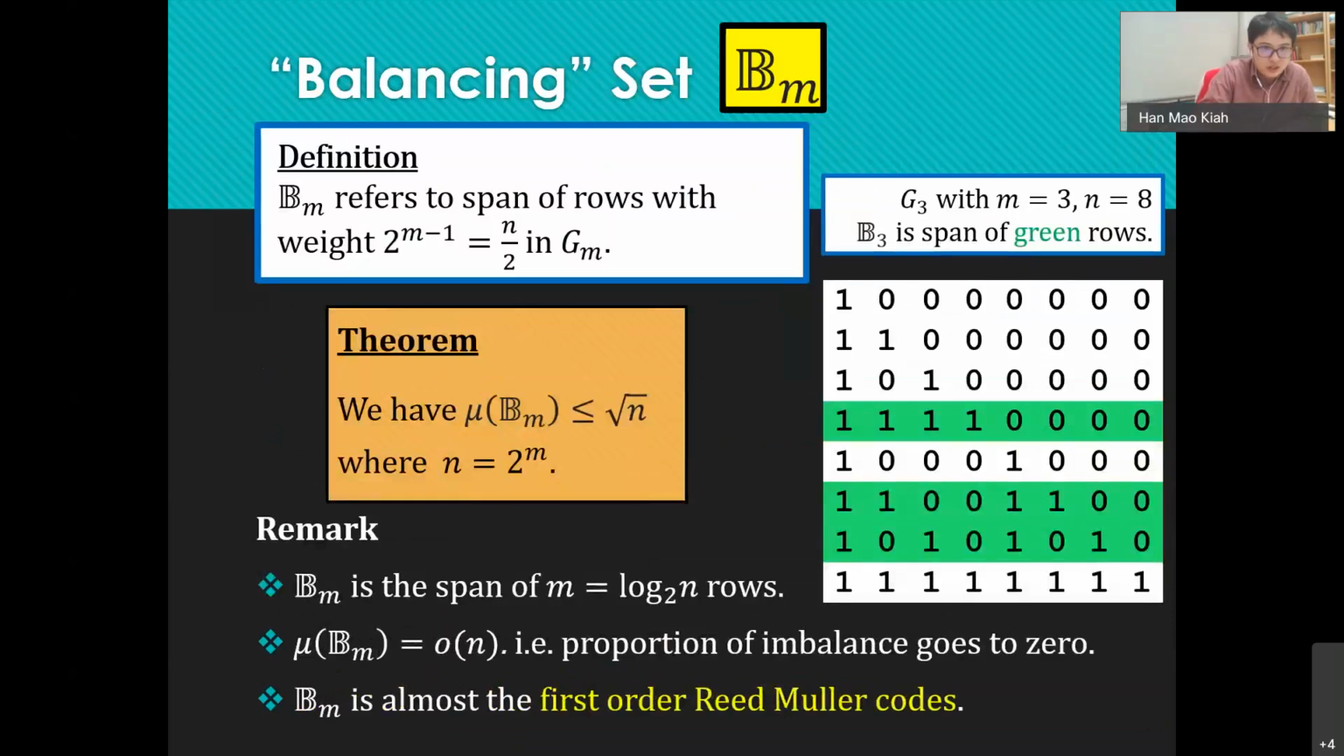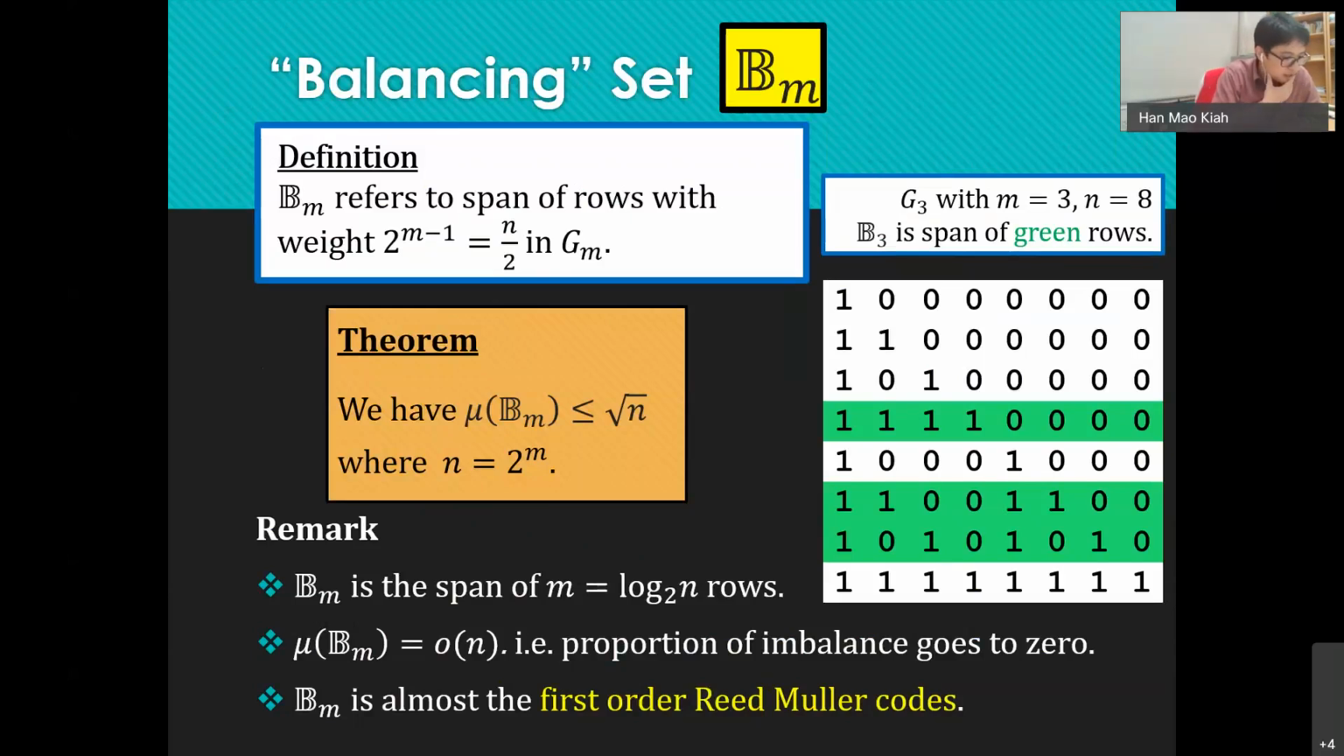BM refers to the span of the rows with half the dimension of the polar matrix. Let's be a bit concrete here. M here is 3, so the dimension is 8. So we are looking at the rows with weight 4, and these are the rows of weight 4, which I highlight in green. What we show is that the guaranteed imbalance of this balancing set is square root of n.